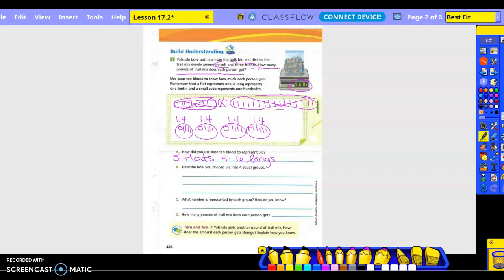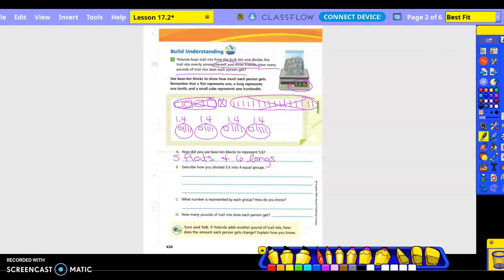Describe how you divided 5 6/10 into 4 equal groups. So basically we drew what? 4 circles. First of all, we drew 5 flats and 6 longs, and then we drew 4 circles to represent each person.